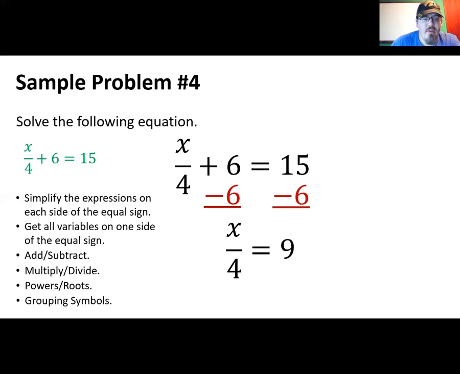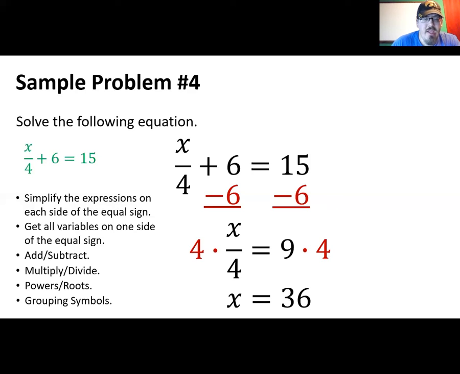All right, now we want to get rid of division by 4. So to get rid of division, we do the opposite operation, which is multiplication. So we're going to times both sides by 4 to keep the equation balanced. On the left, the timesing 4 and the dividing by 4 cancel out to 1. 1 times x is just x. On the right-hand side, 9 times 4 is 36.